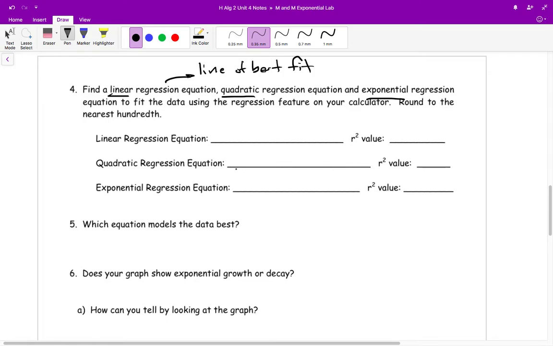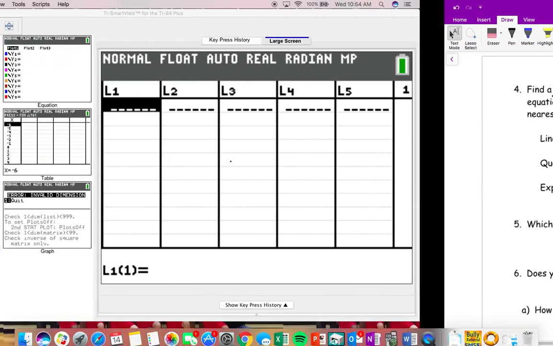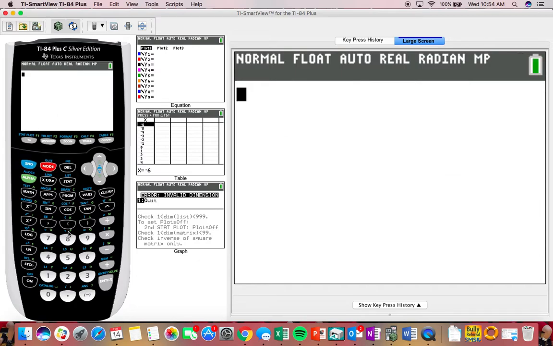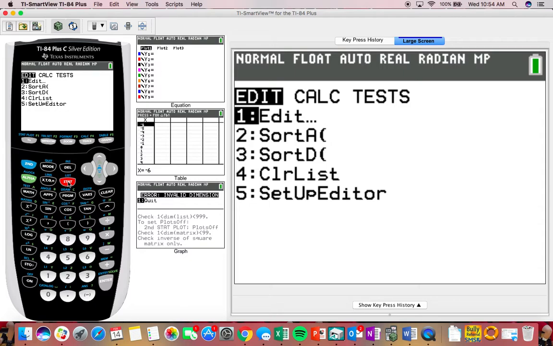In order to do so, we first need to put all of our data in. On a graphing calculator, here's what you need to do. From your home screen, go to Stat. There's a button right here for Stat. We want to edit our statistics, so we're going to click on Edit.